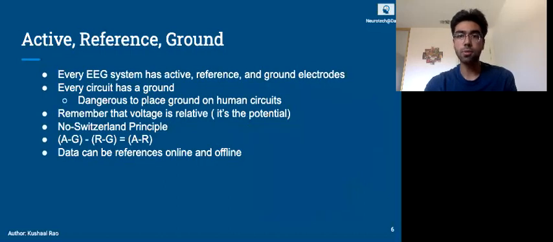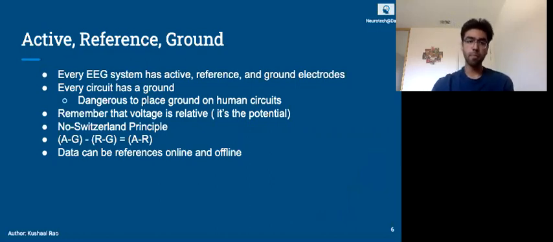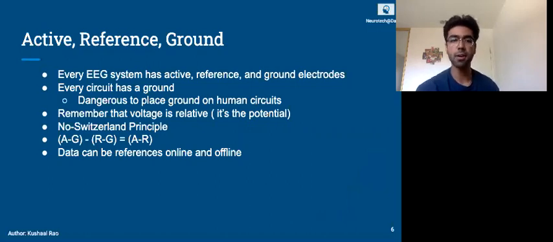So now going on to active, reference, and ground electrodes. Every EEG system has an active, reference, and ground electrode, and every circuit has a ground electrode. In physics, I won't get into this too much, but you use grounds, you might have heard of this, in our houses and any sort of big infrastructure, there's always a ground in case the circuits don't function properly, or something gets tripped. Instead of electrocuting or spontaneously combusting, they run it into the ground, and it's much safer that way.